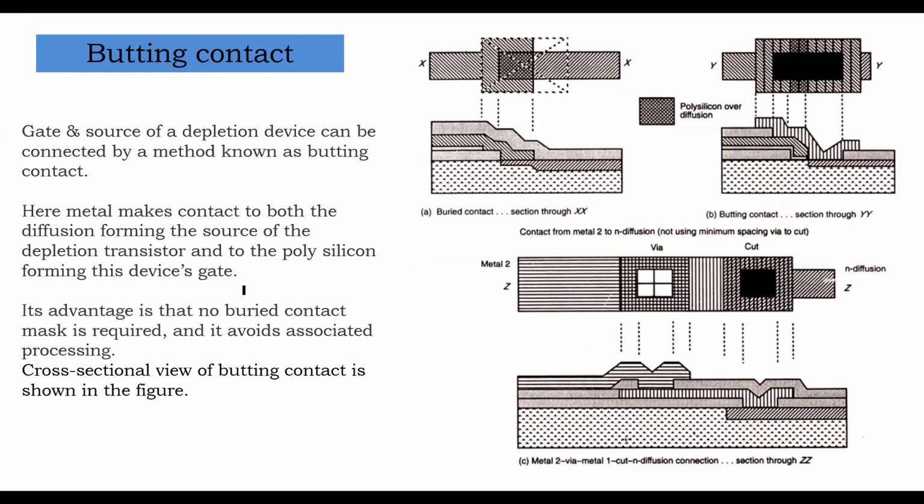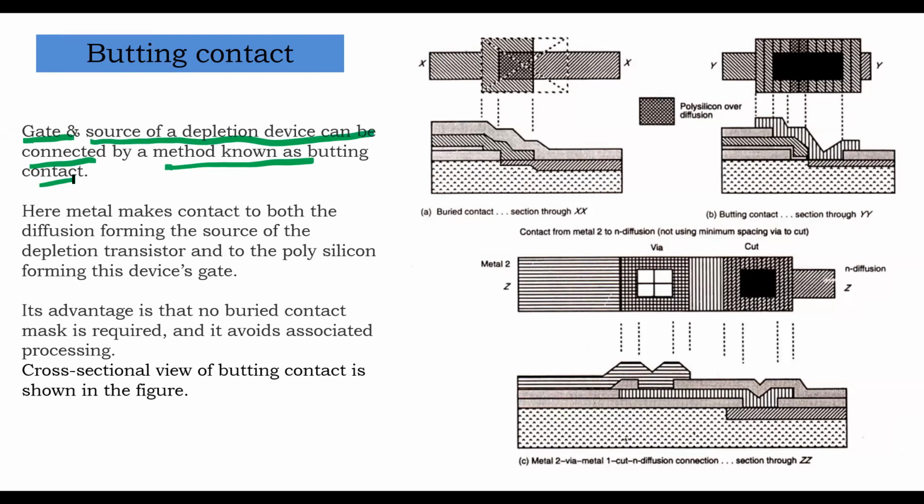So extra metal is required. But in buried, there is no need of extra material, extra metal. So here the gate and source of depletion devices can be connected by a method known as butting. Gate and source of depletion devices can be joined with butting contacts. Here metal makes a contact to both the diffusion forming the source of the depletion transistor and to the polysilicon forming the device gate.